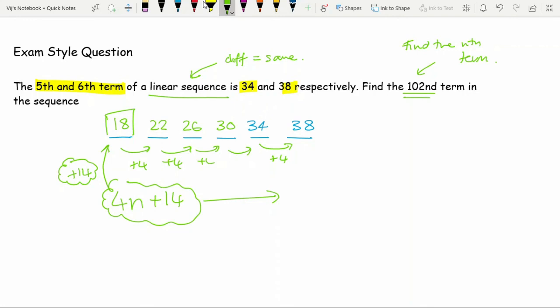So going back to this, what we then need to do is substitute 102 into our nth term. So I've got 4 times 102, add 14. So 4 times 102 plus 14 gives me an answer of 422, and there is our answer to this question.